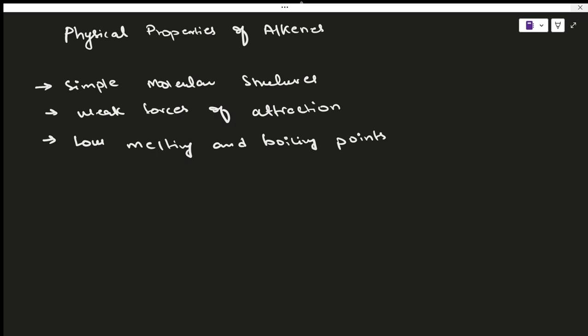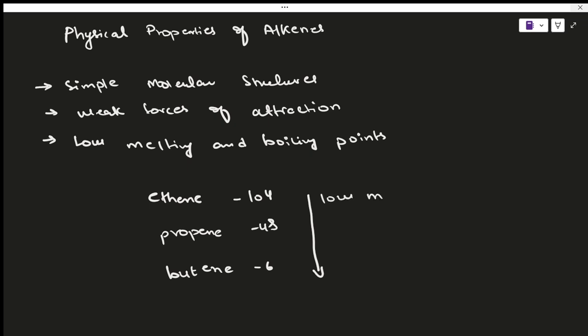Right. So let's say if I were to talk about ethene, that has a boiling point of minus 104. And if I were to talk about propene, that has a boiling point of minus 48. Similarly, butene has a boiling point of minus 6. And the same thing that you will notice here is that down the series, the melting and boiling points are actually increasing.